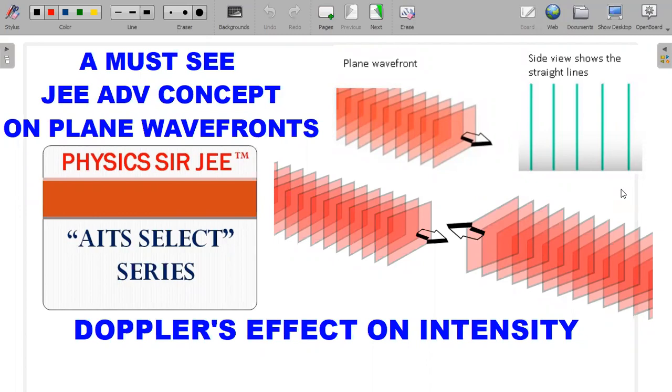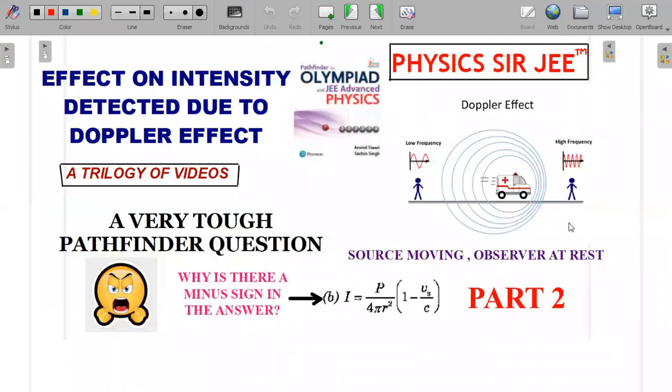If you remember and you're part of my channel 1 or 2 months back, I have already brought forward to you a Pathfinder Solutions problem in which we discussed the spherical wavefronts and the intensity effect by the Doppler effect. That was a slightly difficult problem because spherical wavefronts actually change their area as the sound propagates from one place to another place.